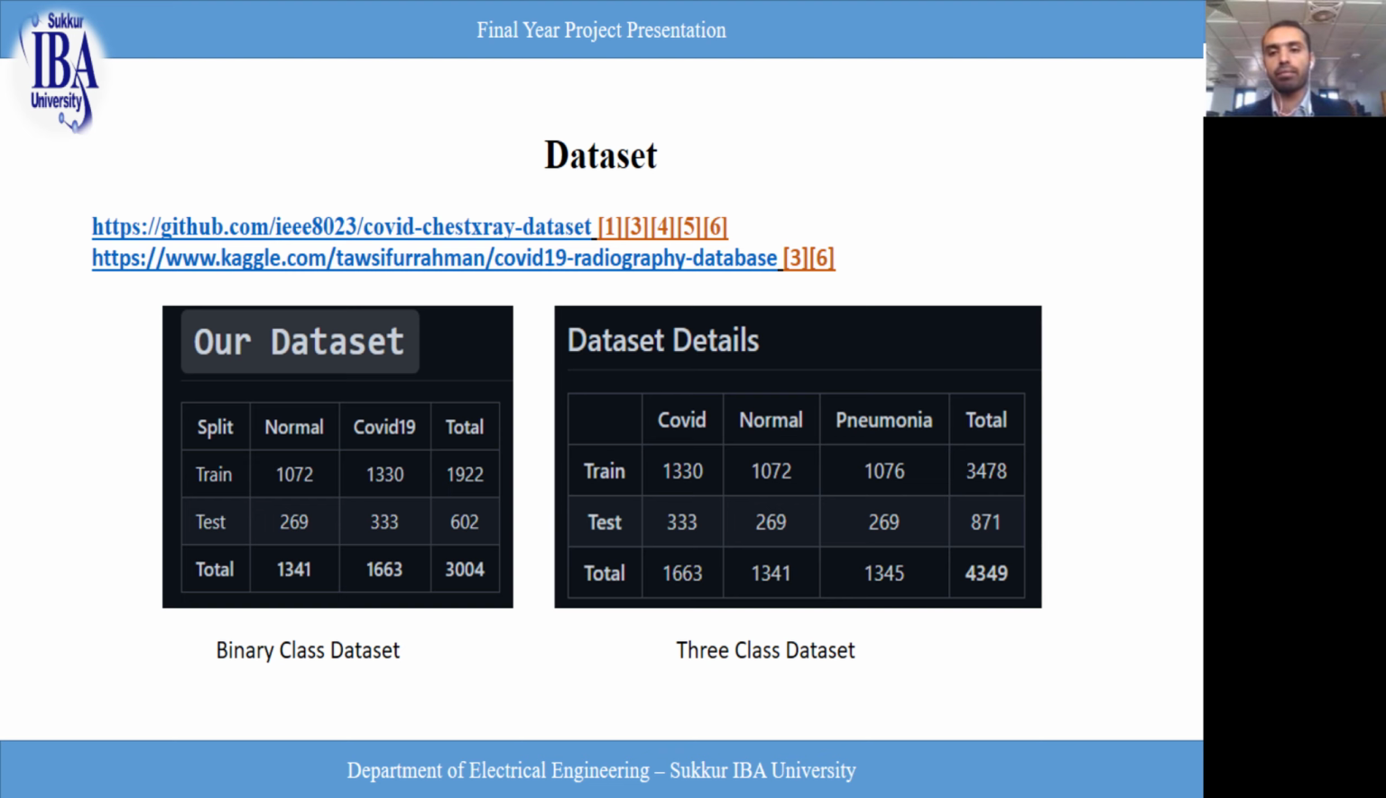The data set we have collected from these 2 websites that were reported in the research papers, most of the research papers. We have trained our model on a binary class data set, which contains normal and COVID-19. The total images are 3000 images, and we have built another data set which contains 3 classes: COVID, normal, and pneumonia. And this dataset contains 4,349 images.